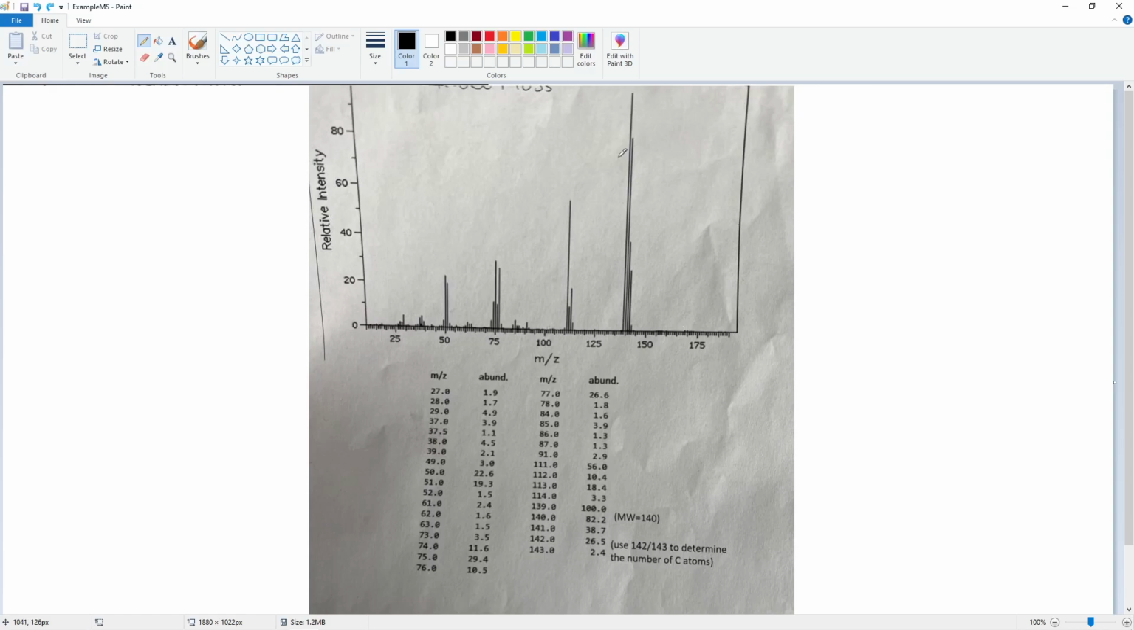Okay, this is just a quick tutorial on how to analyze your mass spec. I'm using MS Paint with a mouse, so please forgive my handwriting.